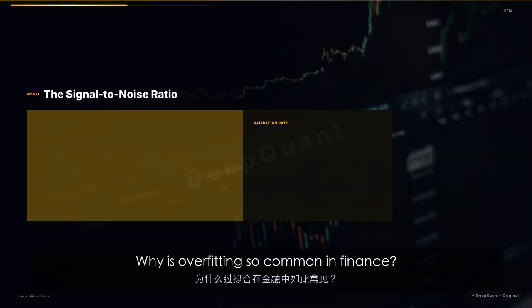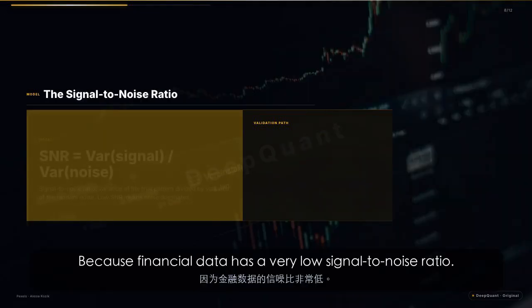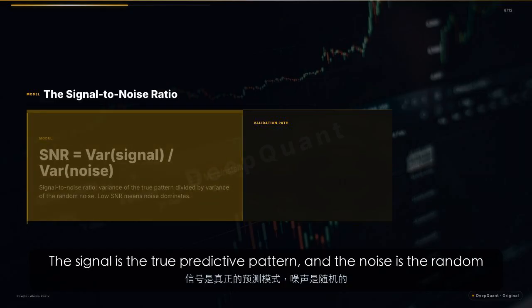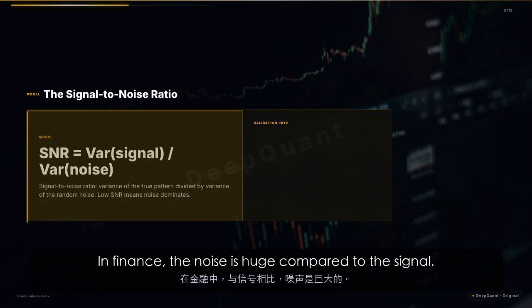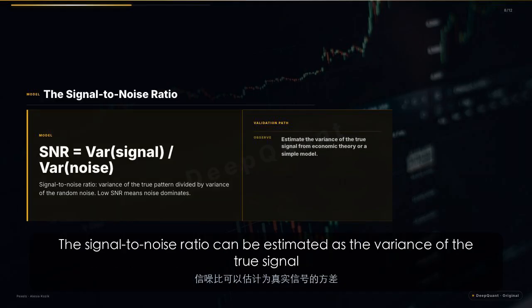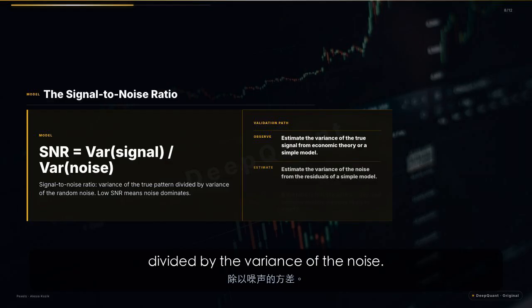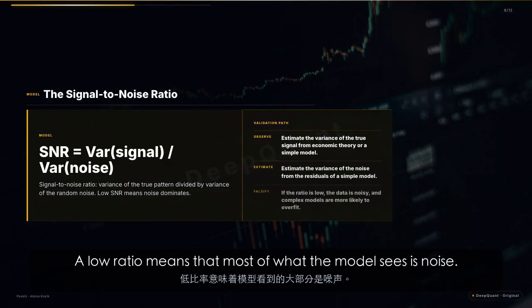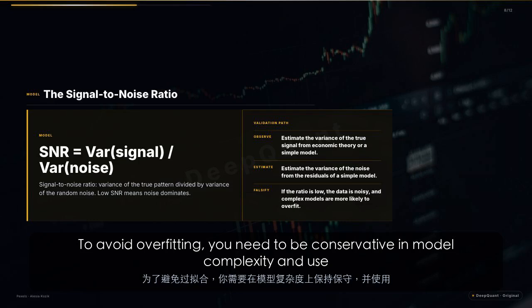Why is overfitting so common in finance? Because financial data has a very low signal-to-noise ratio. The signal is the true predictive pattern, and the noise is the random fluctuation. In finance, the noise is huge compared to the signal. This makes it easy for a model to mistake noise for signal. The signal-to-noise ratio can be estimated as the variance of the true signal divided by the variance of the noise. A low ratio means that most of what the model sees is noise.